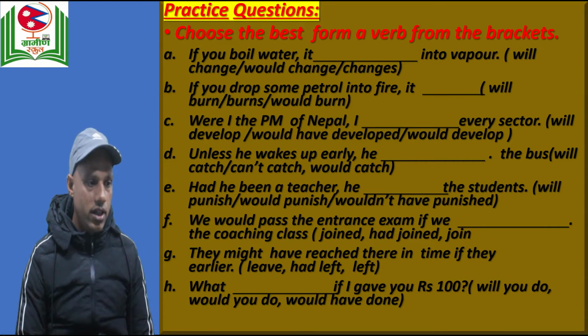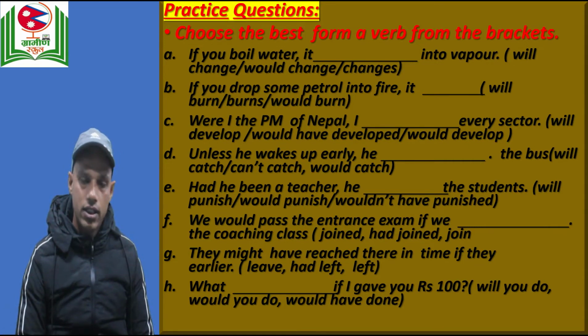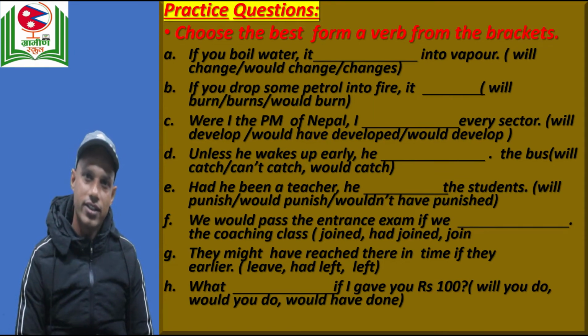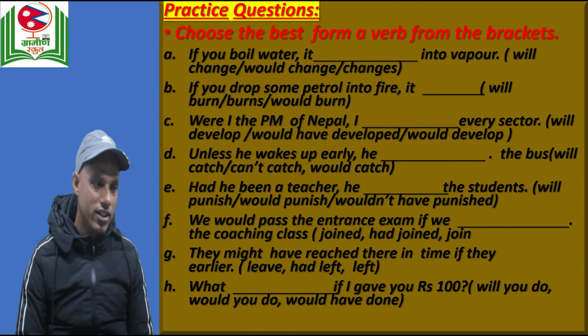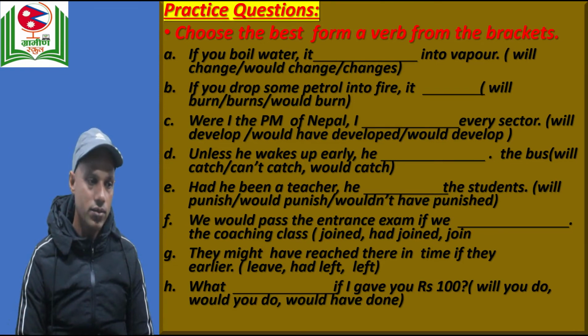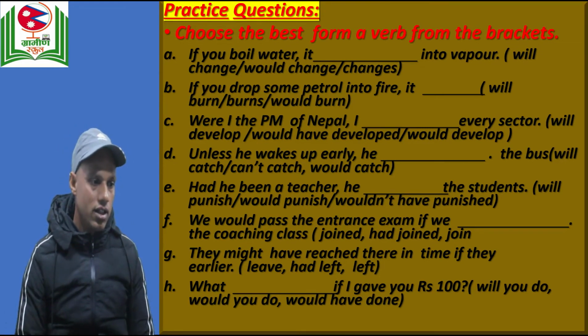Now the next number we have: had he been a teacher, he ... the students. We have the options will punish, would punish, wouldn't have punished. Which option do you think is right? Let's see the question once again. Had he been a teacher, he wouldn't have punished the students. The last option is right because the if clause is in past perfect tense. Here we have omitted the word if. Had he been a teacher means if he had been a teacher. I hope you got the idea.